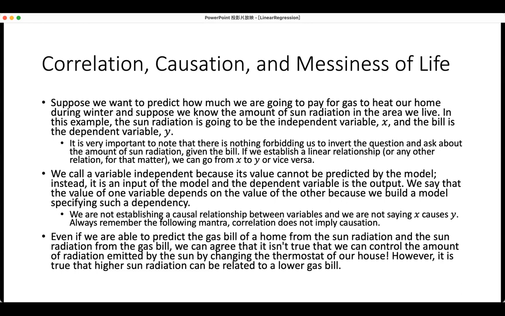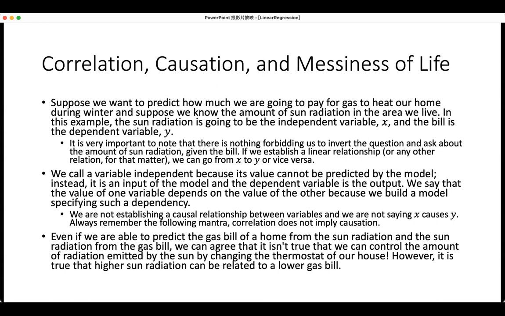However, we cannot say this is a causal relationship. I mean, in a linear model, folks, take the sun radiation as an example, because a causal relationship is much stronger.